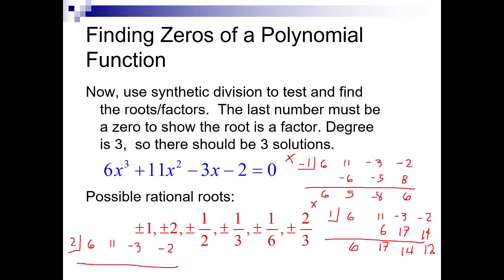Bring down 6. This is 12. This is 23. So this one should be negative. If I multiply, I'm going to have negative 12, and I'm going to have negative 1. And this one is positive 2. This is negative 1. This is positive 2. It's a 0. So, therefore, this is a root.